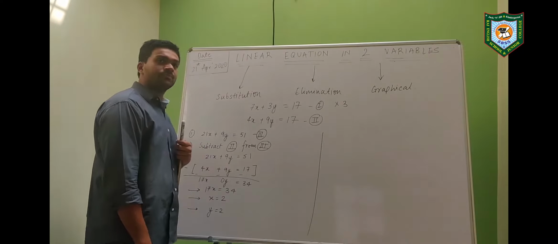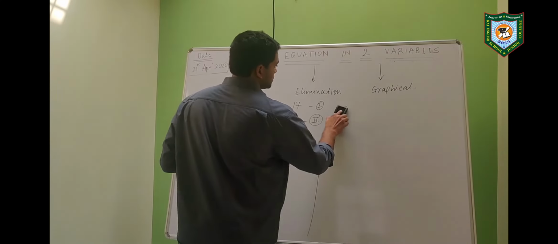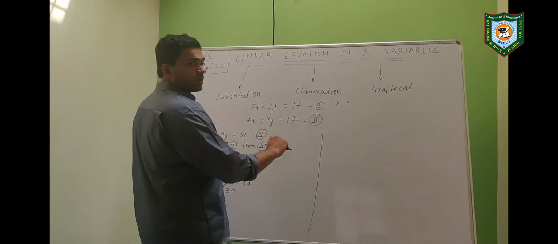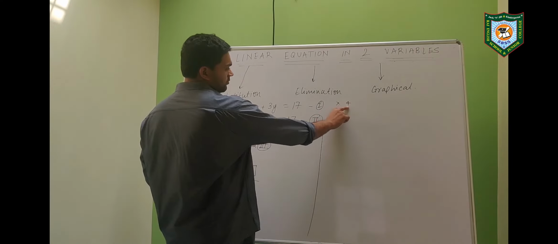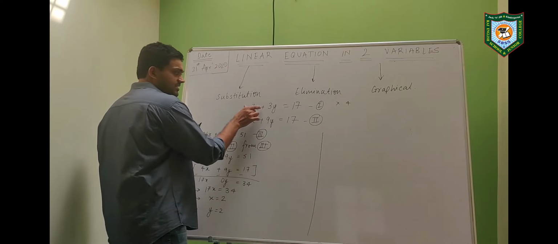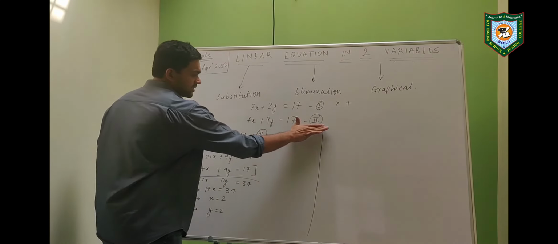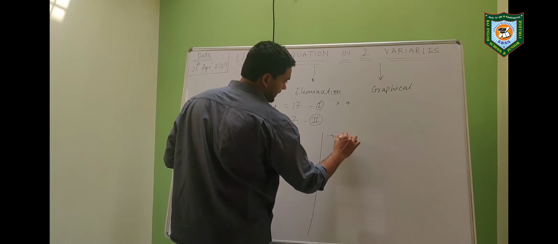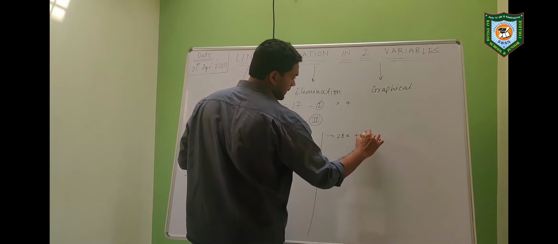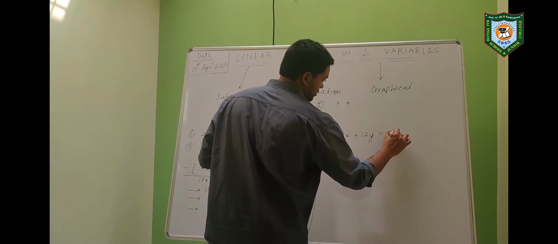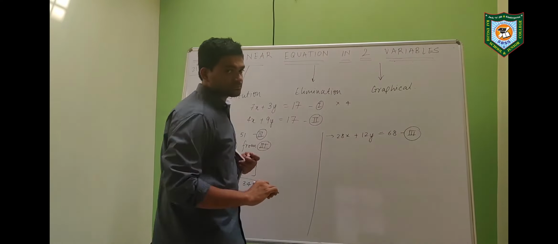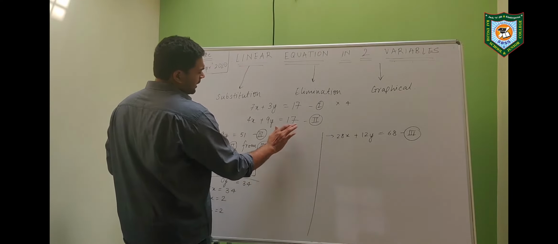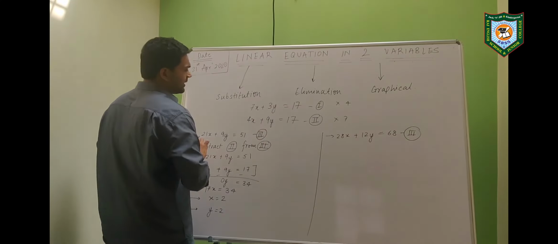Now, let's say I want to eliminate x. So I can multiply equation number 1 with 4. Now, the question comes, why did I multiply equation number 1 with 4? Because I see a 4x here. So the moment I multiply equation 1 with 4, I know that the new equation that I'm going to get will be a multiple of equation number 2. So let's multiply equation number 1 first. 4 into 7x becomes 28x plus 4 into 3 is 12y and 4 into 17 is 68. This is my equation number 3. Now, equation number 2 and equation number 3 are not similar, clearly, as we can see. But can I say, if I multiply equation number 2 by 7, I'll get 28x here?